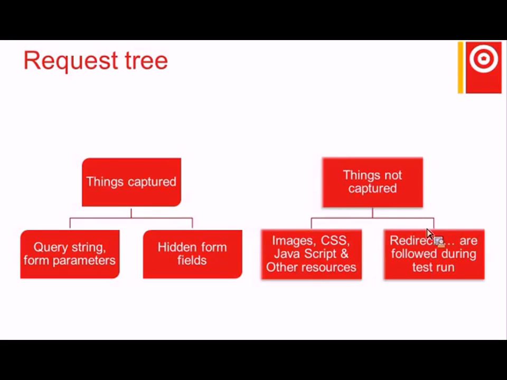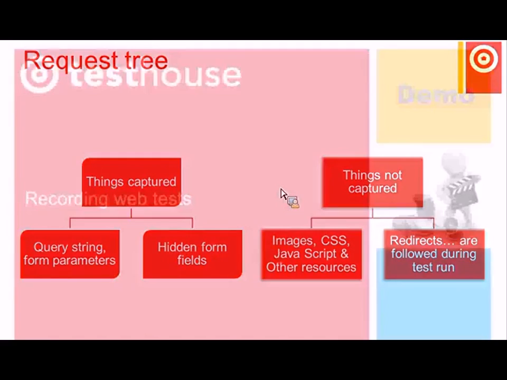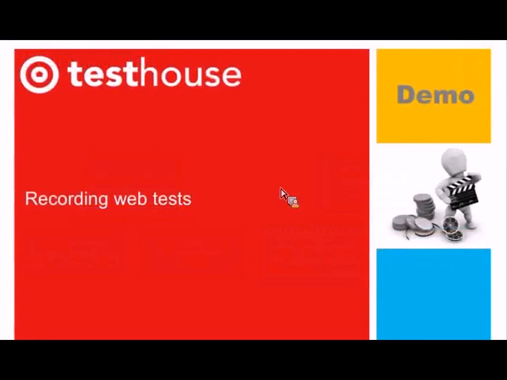Things that will be handled at runtime, you'll excuse the police just going past, are redirects and other things that can be done automatically in the headers. So cookies and that sort of thing will be handled automatically at runtime. So let's go ahead and record a web performance test.